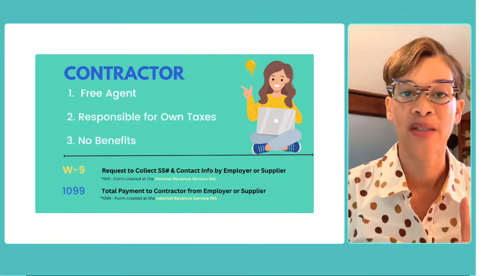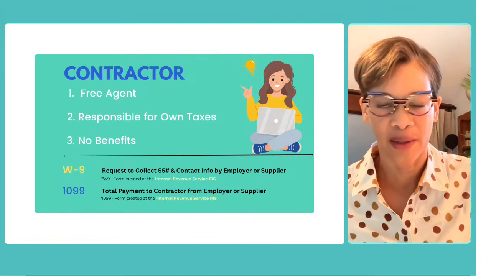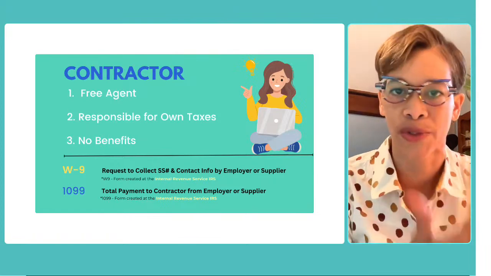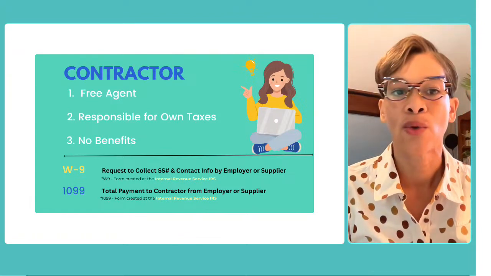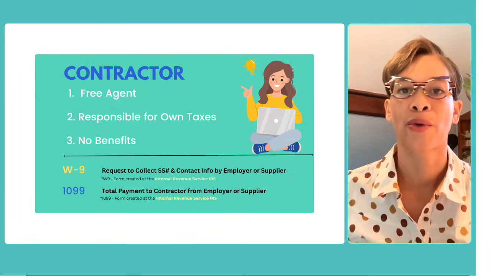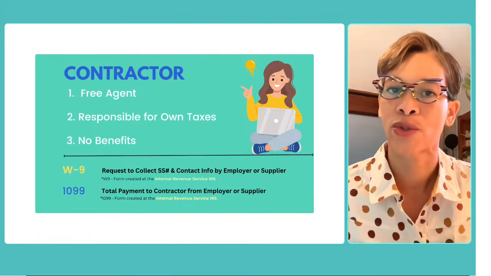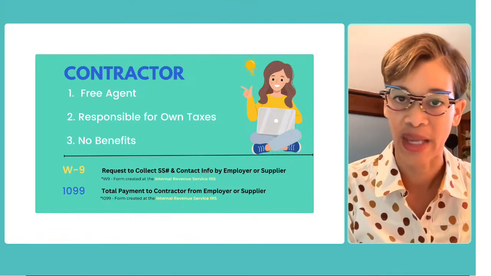Usually, before you issue a 1099, you want to also have them fill out the W-9, because that allows you to have the information now to submit a 1099. So when you as a contractor receive your 1099 from your supplier or the person to whom you've rendered services, then you have to submit that with your tax returns annually.